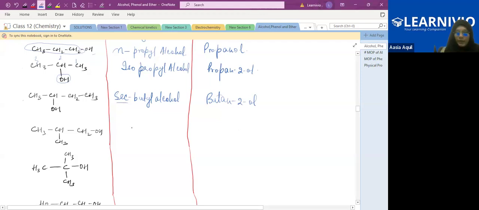Yes, Aisha, next one. Both the common name and IUPAC name. Ma'am, I don't know, I have not done that one. Okay, see, it's 1, 2, 3, right? So this is an iso type of structure, so it's again isobutyl alcohol. Okay, this is isobutyl alcohol. Now try to write down the IUPAC name, using the structural formula.